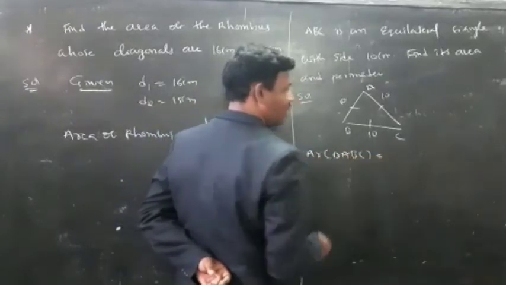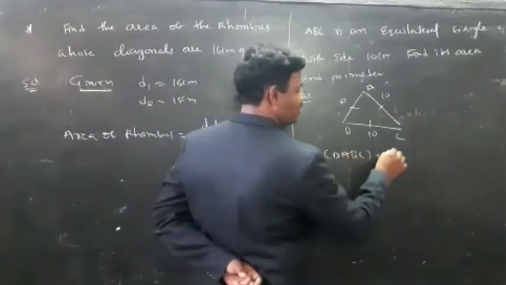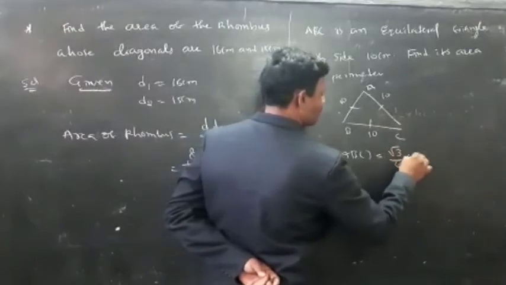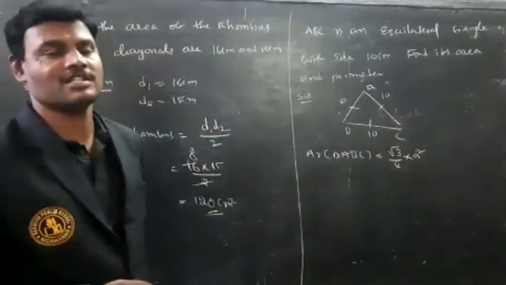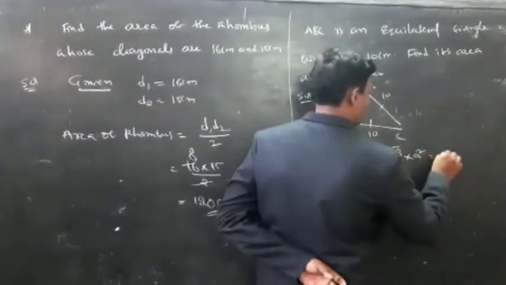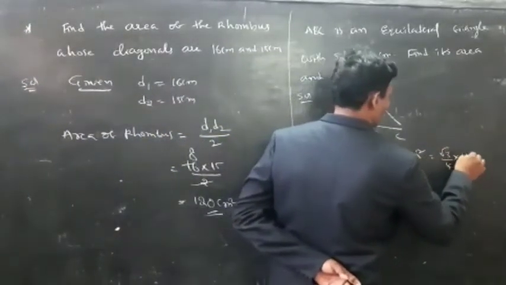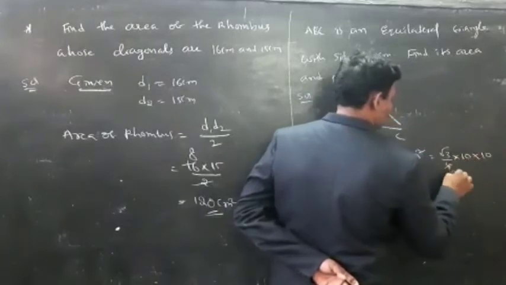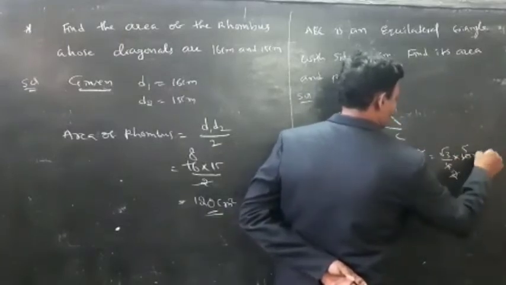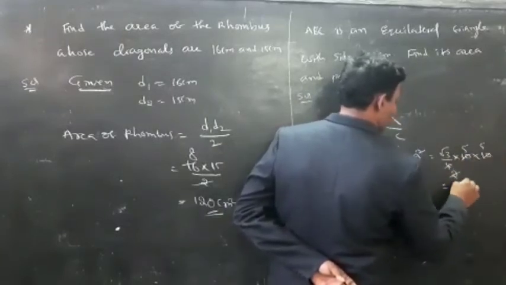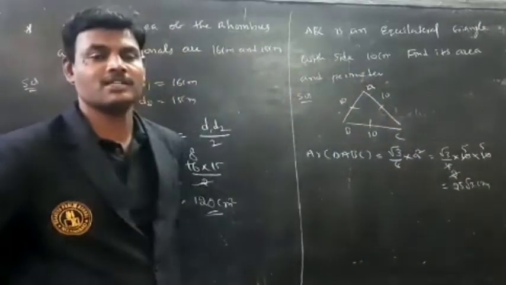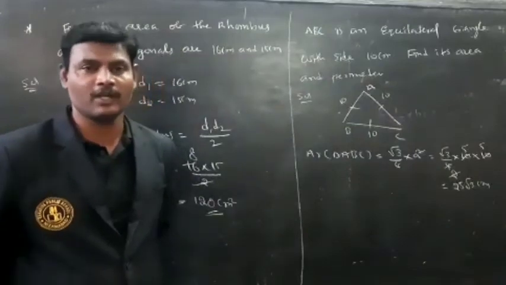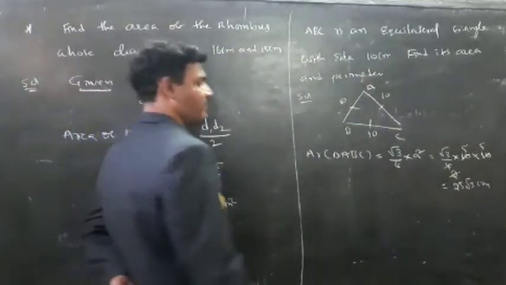To find the area of an equilateral triangle, what is the formula? Root 3 by 4 into a square. Here a is nothing but the side of the triangle. So here we can write root 3 by 4 into 10 into 10. 2 2s are 4, 2 5s are 10, so 25 root 3. So the area of the given equilateral triangle is 25 root 3 centimeters square.